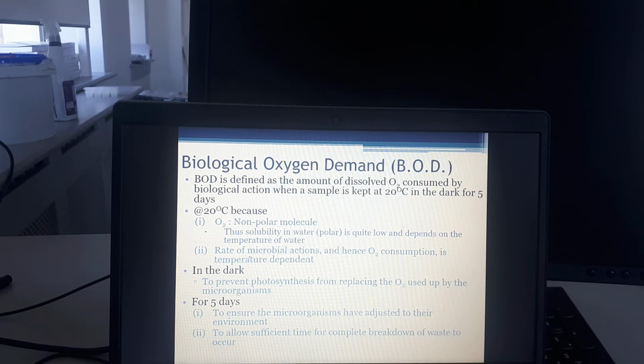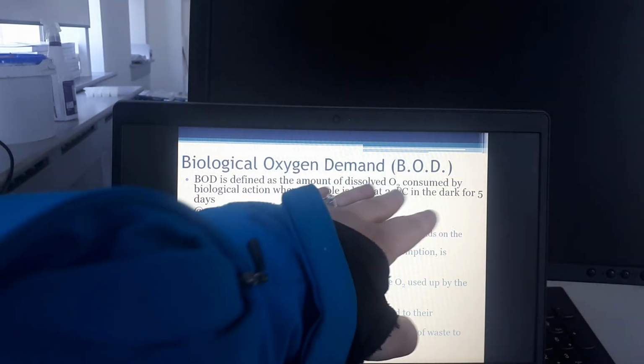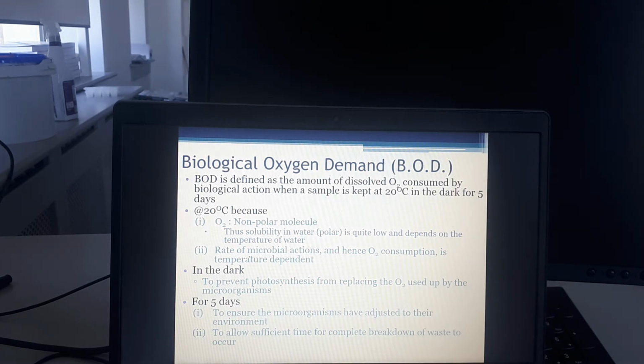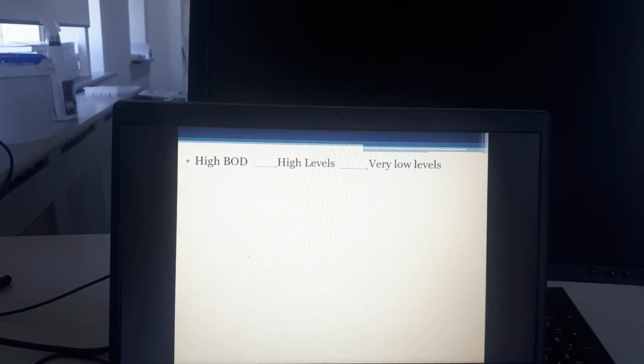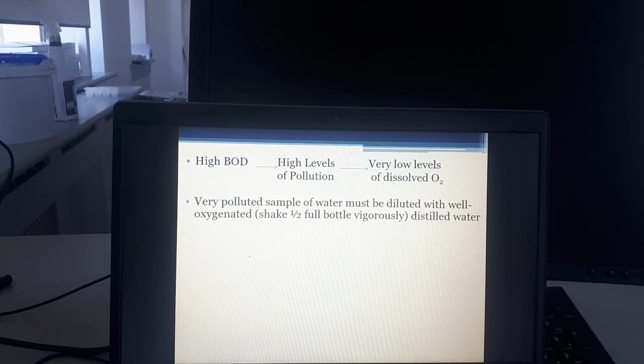So the higher the dissolved oxygen consumed, the higher the BOD, and we're going to have high levels of pollution. If I have high levels of pollution, that means in my water supplies, I'm going to have very low levels of dissolved oxygen, again, undesirable.